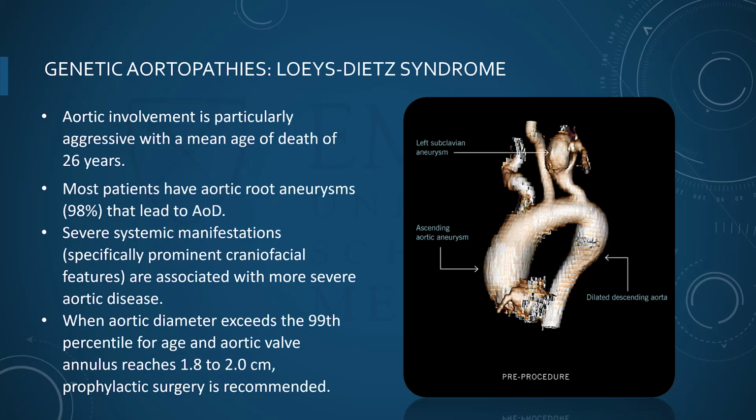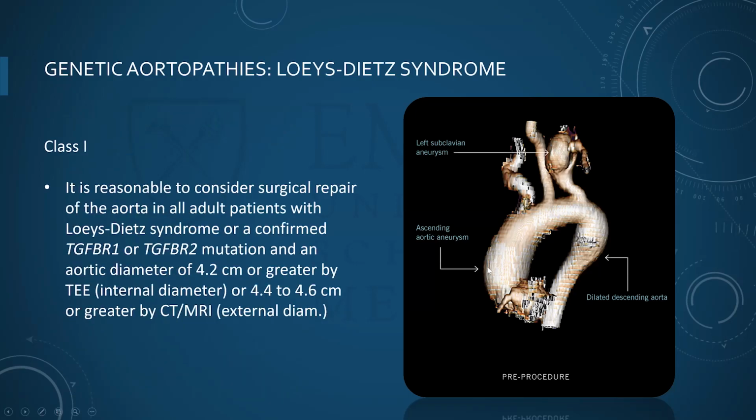And the general recommendation is that once these patients reach the 99th percentile for age, aortic valve annulus reaches 1.8 to 2 centimeters, prophylactic surgery is going to be generally recommended. And these are the class 1 recommendations to consider surgical repair once it's reached 4.2 centimeters or greater by TEE, or 4.4 centimeters or greater by CT or MRI.